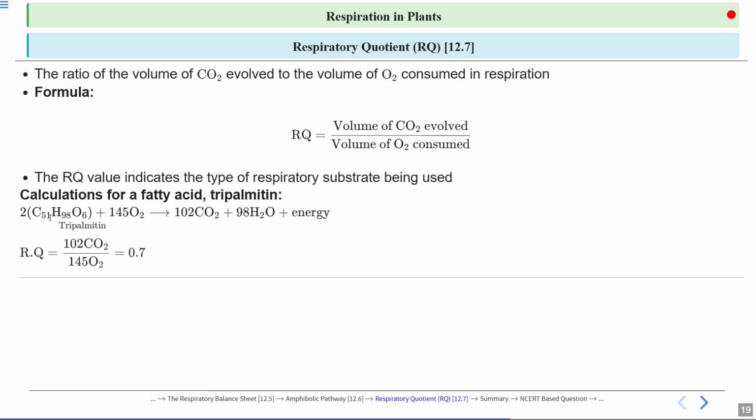So what will be the respiratory quotient? It will be the volume of carbon dioxide evolved divided by the volume of oxygen consumed. From the reaction, we get 102 carbon dioxide divided by 145 oxygen, which gives us a value of 0.7.